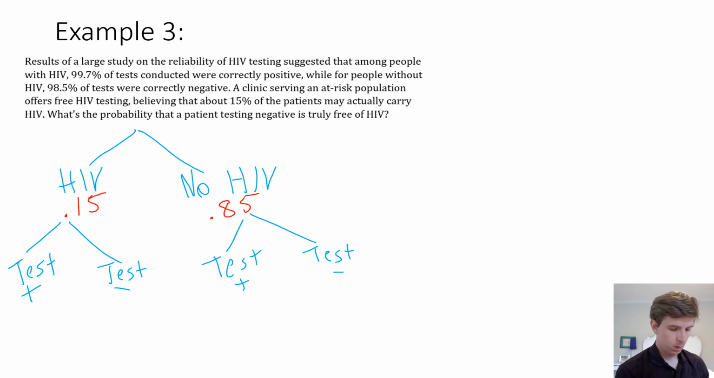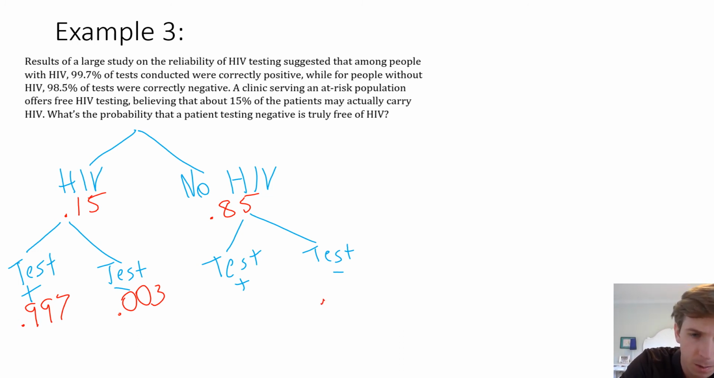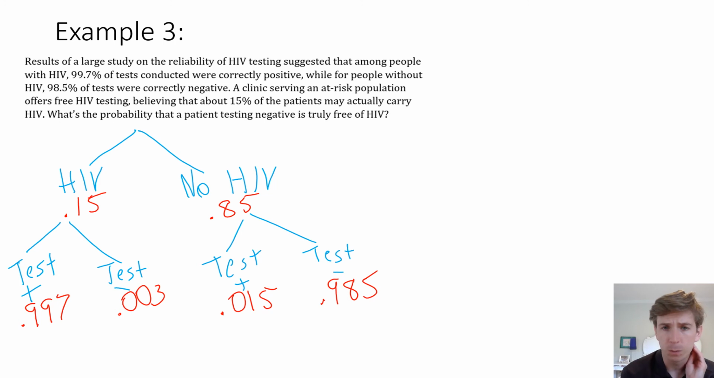Okay, so 99.7% of the tests conducted were correctly positive, so that's going to be our value over here. For test negative, it's just 1 minus that. And then for testing negative here, correctly negative, is 0.985. So this is just 0.015. All right. So now that the tree diagram is filled out, it's going to be very useful to organize our thoughts here to answer the question.